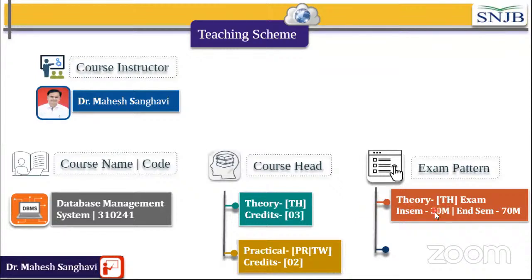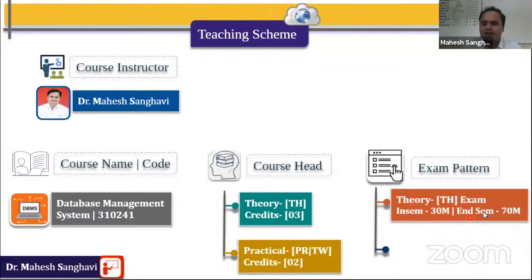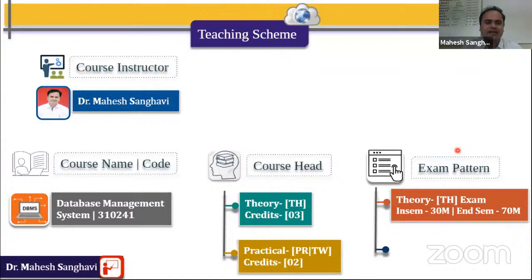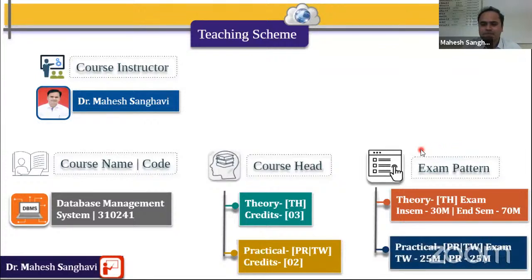There will be a theory exam of 30 marks in semester and 70 marks end semester. So in all, there will be a paper of 70 marks for you, and it will be completely descriptive. It has nothing to do with MCQs now. So dear students, you need to focus here that theory examinations will be 30 marks in semester and 70 marks end semester. Then finally, your practical examinations will be there, and details will be given to you in your practical sessions.